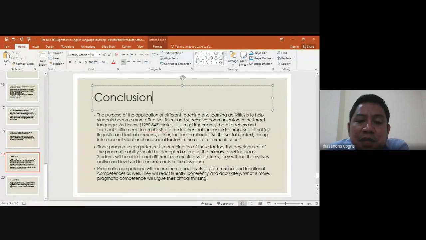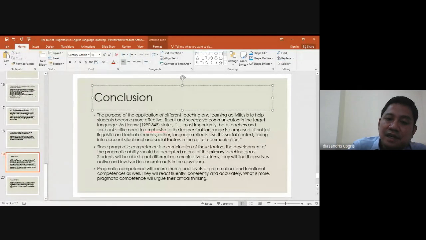Okay. Since pragmatic competence is the combination of these factors, ada faktor-faktor di atas tadi, the development of the pragmatic ability should be accepted as one of the primary teaching goals. Students will be able to act different communicative patterns. They will find themselves active and involved in the concrete act in the classroom. Pragmatic competence will secure them good level of grammatical and functional competence as well. They will react fluently, coherently, and accurately. What is more, pragmatic competence will argue their critical thinking. All right. So that's all what I can say dealing with pragmatic competence.